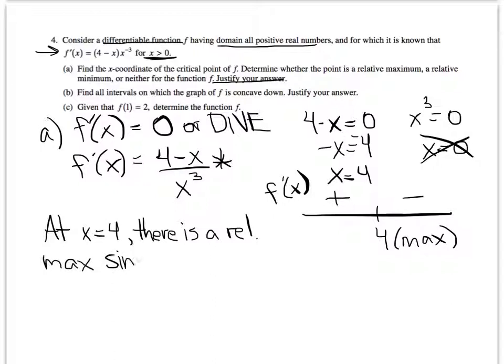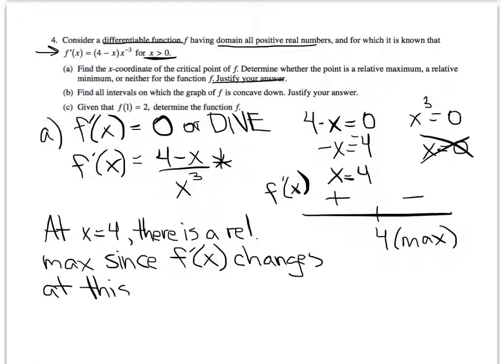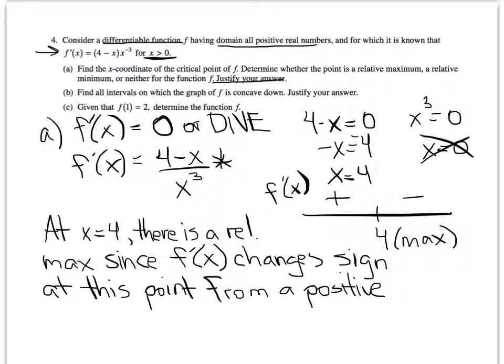Since f prime of x changes sign at this point from positive to negative. There, we have just thoroughly answered question A.